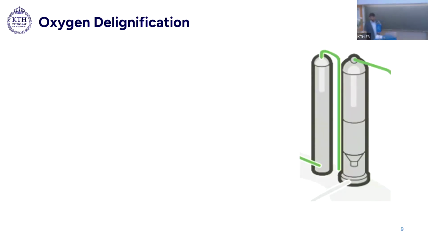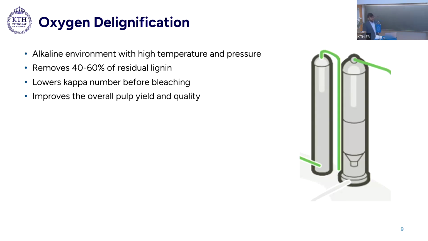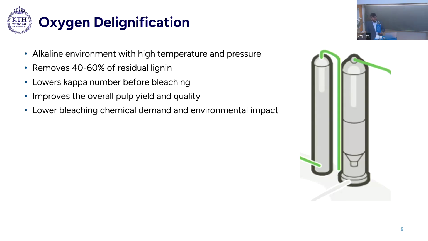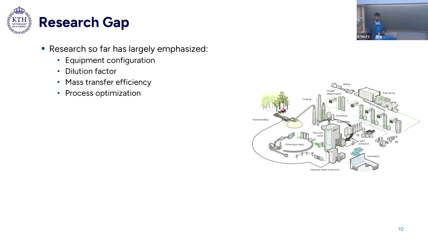Oxygen delignification is a subsequent stage after Brownstock washing, and it's performed under an alkaline environment with high temperature and pressure. It selectively removes around 40 to 60% of residual lignin and lowers the kappa number before bleaching. It also improves overall pulp yield and quality, and lowers bleaching chemical demand and environmental impact. It is also to be noted that magnesium sulfate is added in the oxygen delignification stage in order to reduce the cellulose degradation.